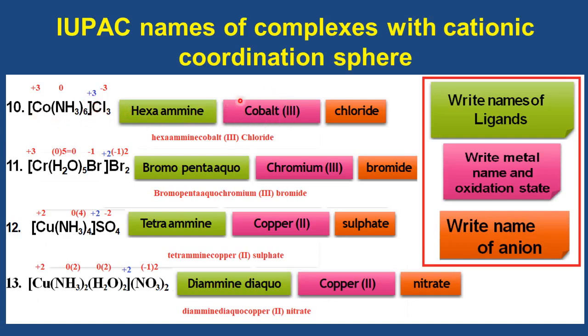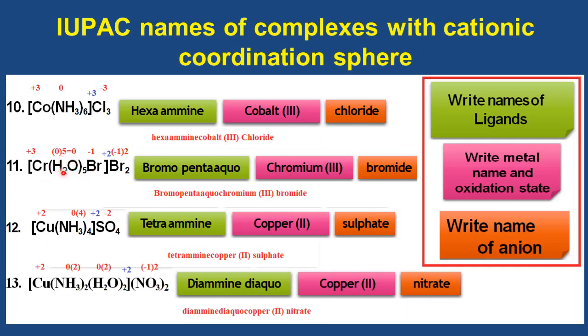Another example is bromo pentaaqua. Aqua is the word we write for water. Students, we do not write water when we use it as a ligand. Instead, the name is going to be aqua. Now students, you can see the overall charges.